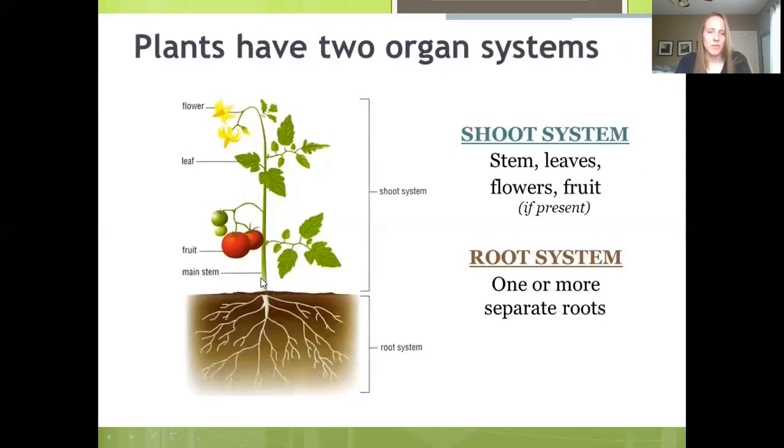So this is just what that differentiation would look like. Again, anything above ground is the shoot system, unless you have roots traveling across the top of the ground. And then of course the root system is just the roots. The one thing I would point out here is, again, you can have those tubers, which are part of the shoot system, but are underground. Okay, that's it for today's lesson.